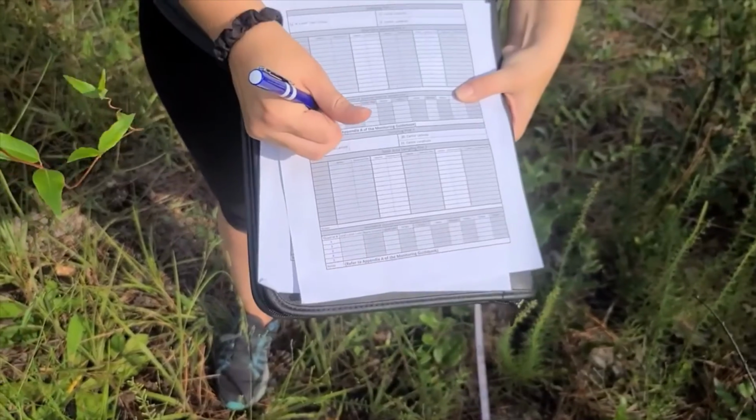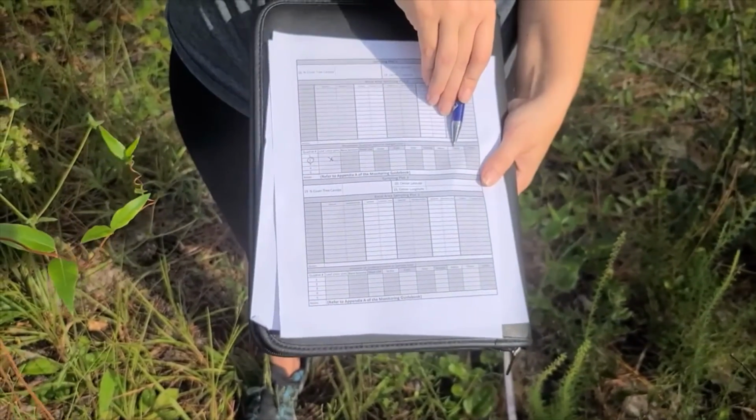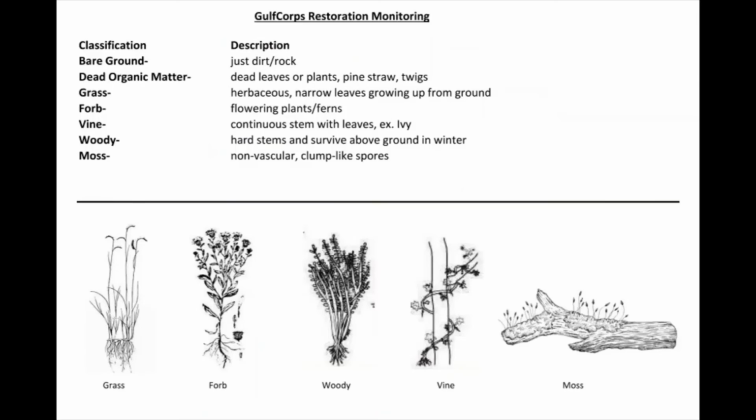Pull out your datasheet and look at the ground cover section. This will be quadrat 1. Use your classification cheat sheet to help you determine these in the field. Bare ground is simply rock, dirt, or sand. Dead organic material, or dead OM, refers to dead leaves, pine straw, or branches. Grass is any herbaceous plant with narrow leaves growing vertically up from the ground.